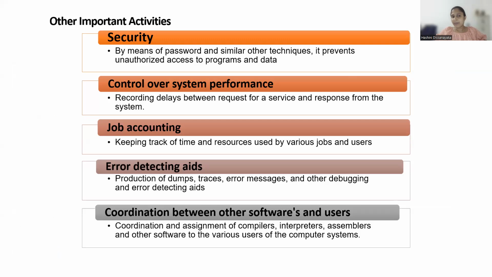And job accounting, keeping track of time and resources used by various jobs and users. Job accounting means the operating system tracks the details of every task we open. And error detecting aids, production of dumps, traces, error messages and other debugging and error detecting aids are done by the operating system. And coordination between other software and the users. It's going to coordinate an assignment of compilers, interpreters, assemblers and other software to various users of the computer system.